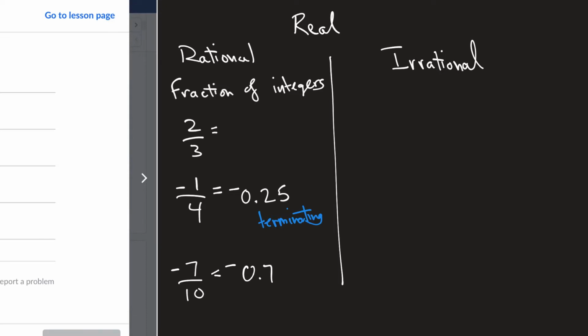Now, the 2/3, if you put this into a calculator, you would find this is 0.6666, and it just keeps on going. And that's a repeating decimal, but it has a pattern to it. It either ends as 1/4 and 7/10, or it repeats. It has this repeated pattern.